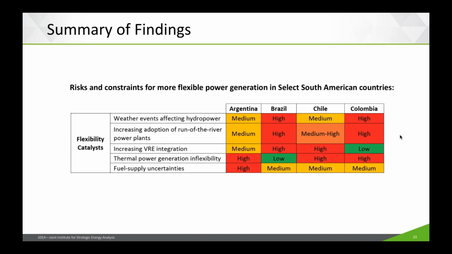So here we show the main risks and constraints for more flexible power generation in the countries. For example, Brazil and Colombia are the most affected by seasonal weather events, then Argentina and Chile. But on the other hand, Argentina is the most impacted by fuel supply uncertainties. So this is very interesting because each country has its own problems, but some of these issues are common to all countries in this study.